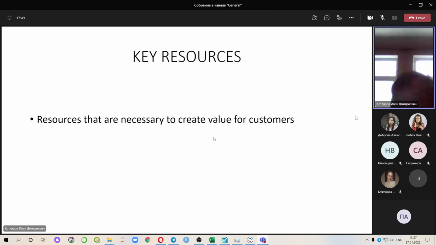Key resources. Resources that are necessary to create value for customers. Again, what resources do companies normally use? There are financial resources, as you understand. There are human resources. There are intellectual resources, brand, etc. And there are physical resources, as you, equipment, buildings, etc. In case of Uber, how do you think? Which type of resources is the most important one?